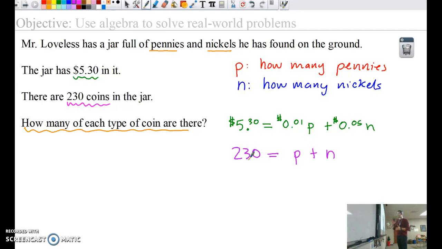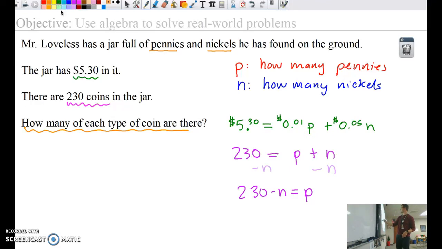Now, if you look at the bottom equation in purple here, this one, it's pretty easy. It's simple. It'd be very easy to solve. In fact, it just takes one step to solve for one of the variables. And I'm going to solve for P here. So 230 minus N has to equal P. And once I've solved for a variable, remember that the easiest thing to do now is to use substitution. Plug it in for P into the other equation right here.